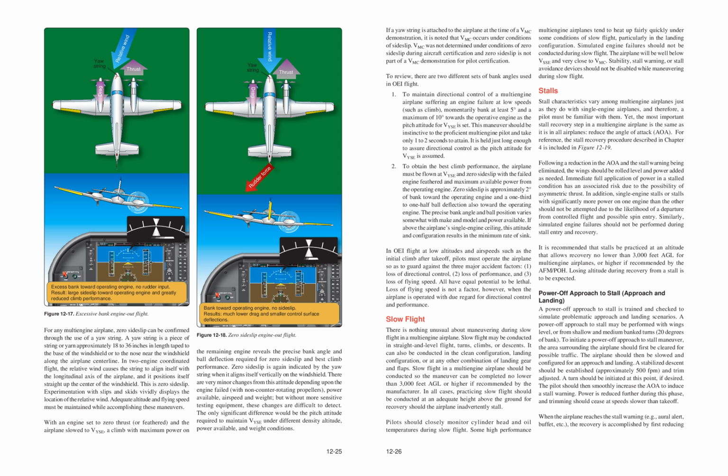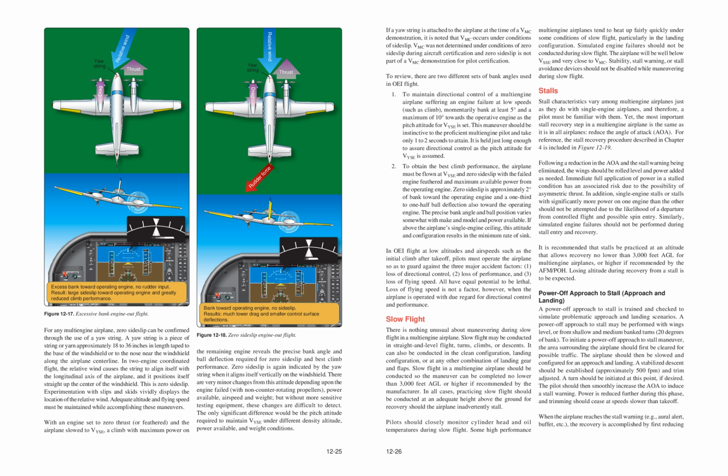Slow flight may be conducted in straight and level flight, turns, climbs, or descents. It can also be conducted in the clean configuration, landing configuration, or at any other combination of landing gear and flaps. Slow flight in a multi-engine airplane should be conducted so the maneuver can be completed no lower than 3,000 feet AGL or higher if recommended by the manufacturer. In all cases, practicing slow flight should be conducted at an adequate height above the ground for recovery should the airplane inadvertently stall. Pilots should closely monitor cylinder head and oil temperatures during slow flight.